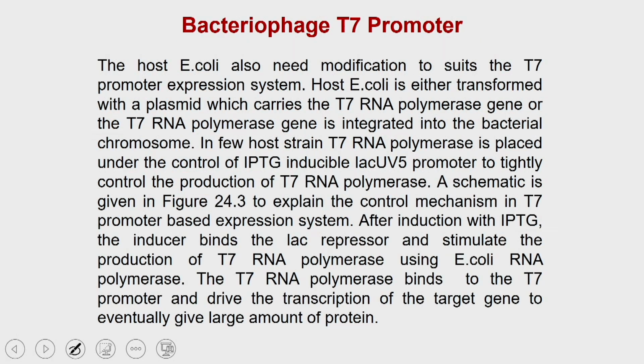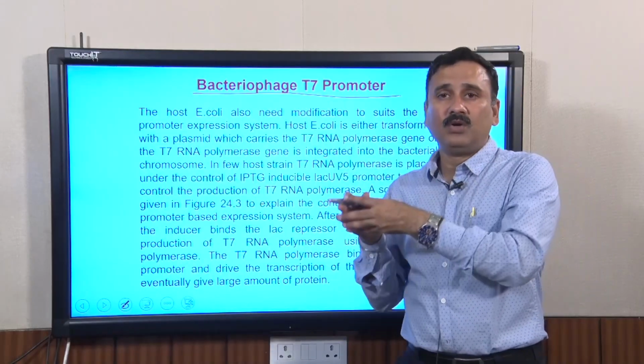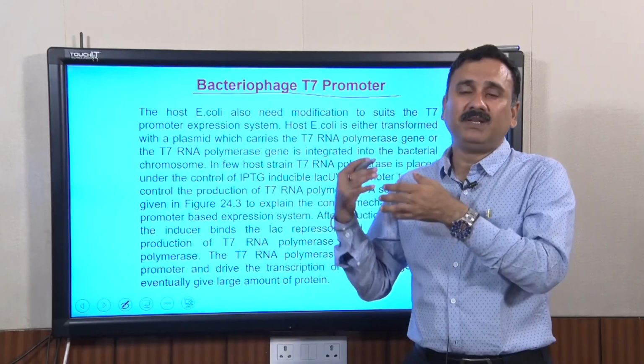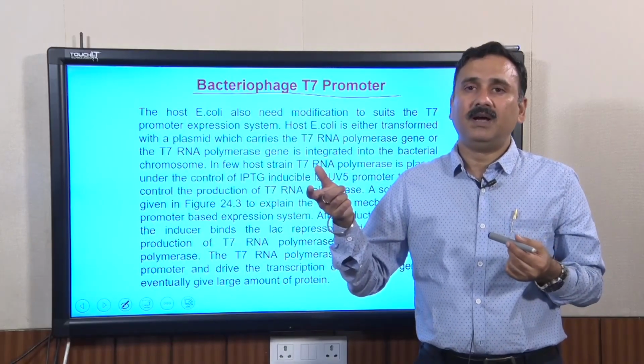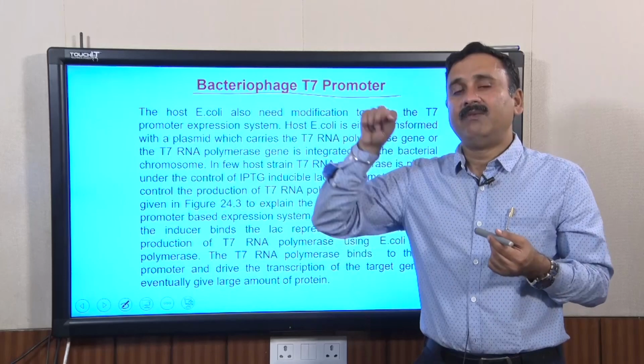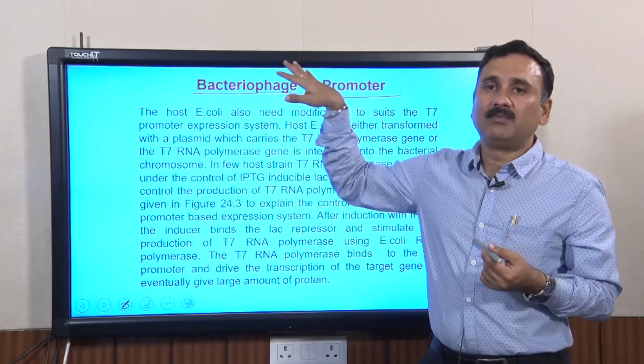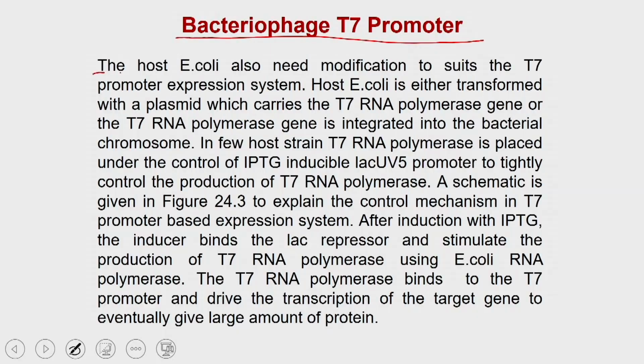Now, in some of the cases when you use the bacteriophage T7 promoters, you can also modify the host strain, such as the E. coli strain. You can overexpress some of the proteins onto the chromosome of these E. coli, and that is how you can modify the host to make even better tight control over the protein production. So, host cells also need to be modified to suit the T7 promoter expression system.